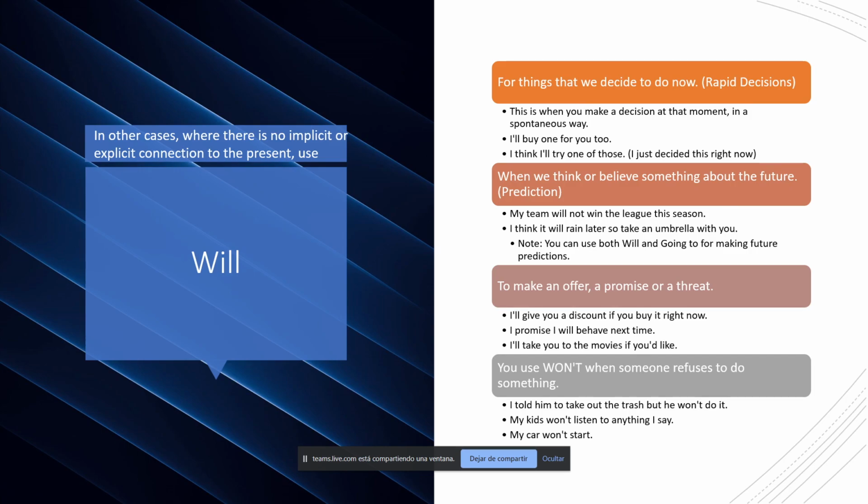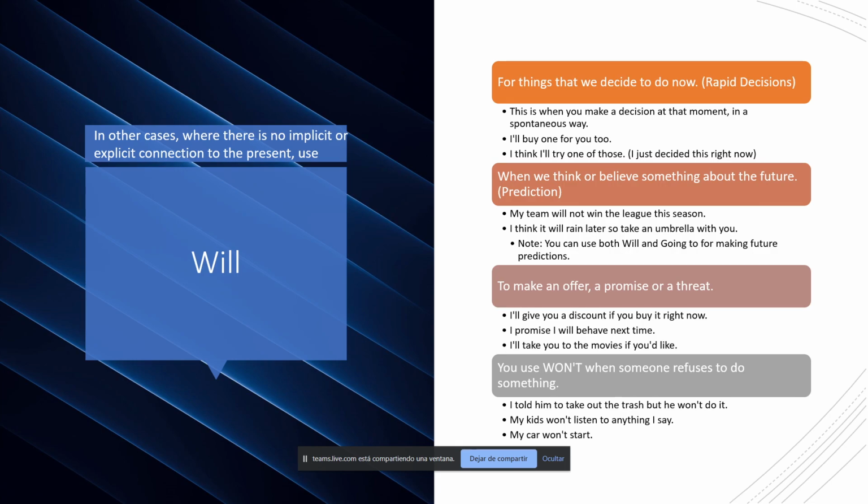When we use "will," we can use "will" for predictions too, like "going to." But this prediction, sometimes it could be true or not. I mean, you make a prediction, but you don't have evidence.